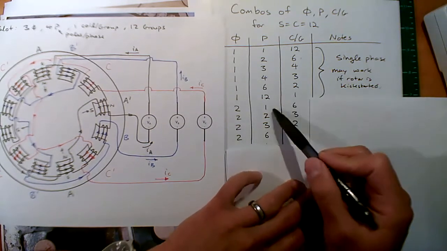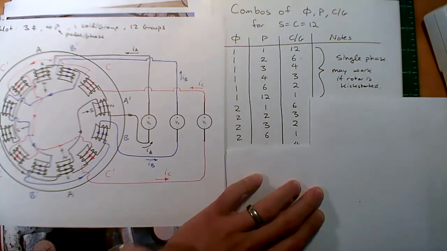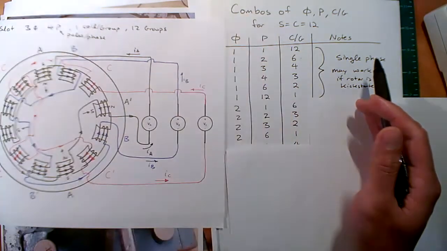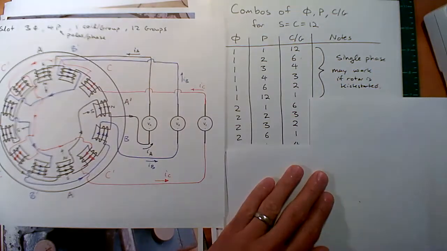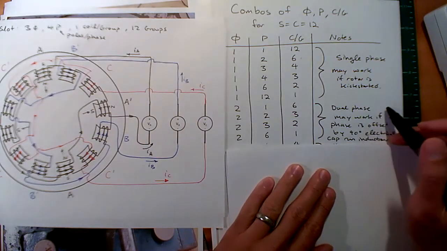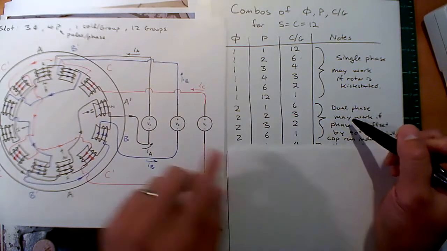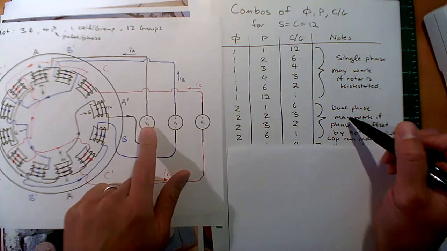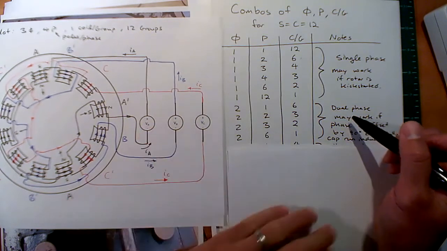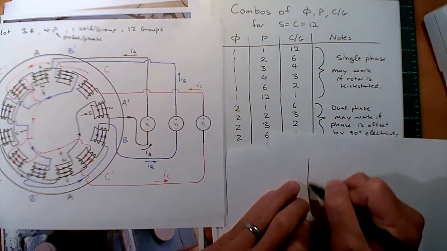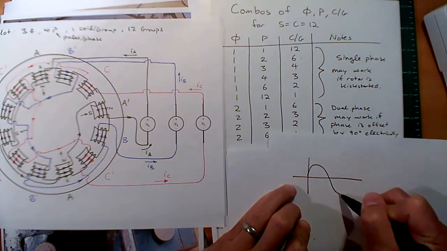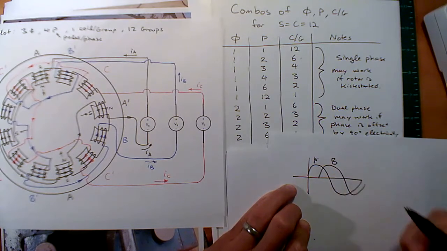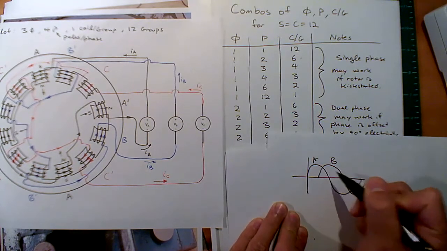Well, these are all the combinations: 1, 6, 2, 3, 3, 2, and 6, 1. What is 2-phase? That's like having an A and a B. This is actually how capacitor run induction motors work. They electrically shift the B phase from the A phase by 90 degrees, plus or minus. So instead of 120, you'd get something like this. Here's your A phase, and here's your B phase, shifted by 90 degrees.